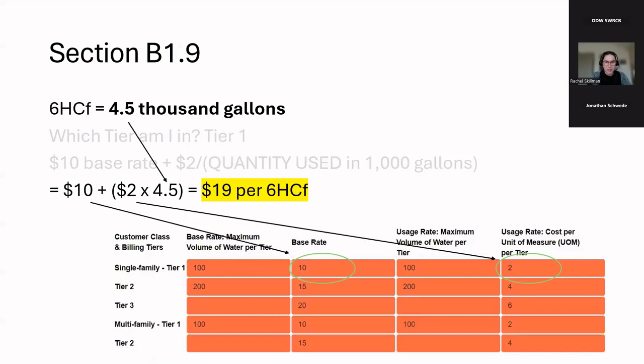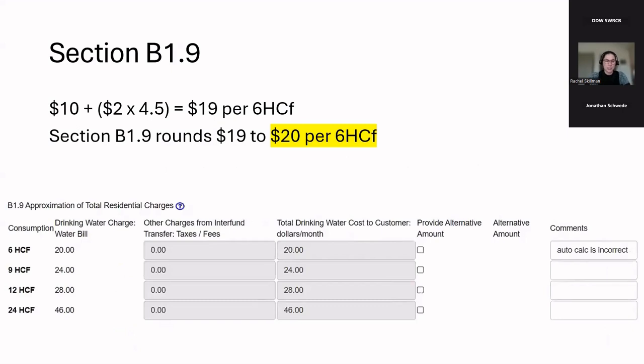And so just to go through this even further, we have our $10 base rate coming from here in tier 1, and then our usage rate of $2 coming from this part of tier 1. And then the amount that we're trying to calculate is 4.5 thousand gallons. And so that comes out to $10 plus $2 times 4.5, which is $10 plus $9, which is $19 per 6 HCF. And when it's auto-calculated and filled into B1.9, it rounds this $19 up to $20 per 600 cubic feet of water.